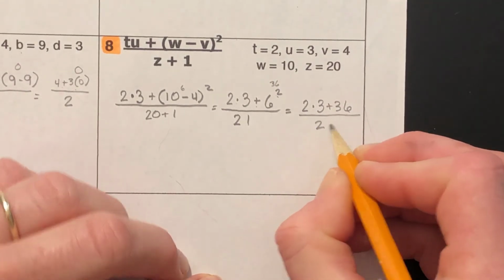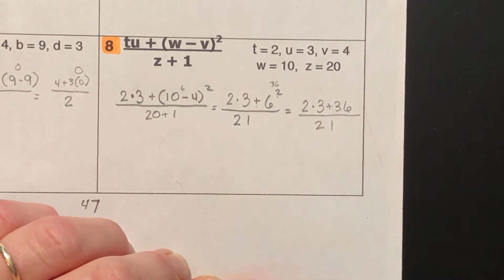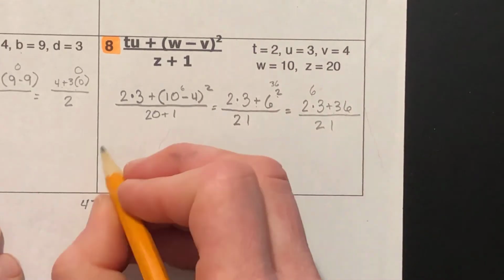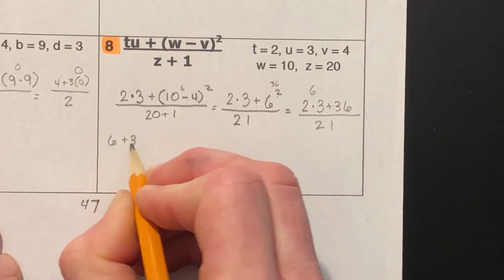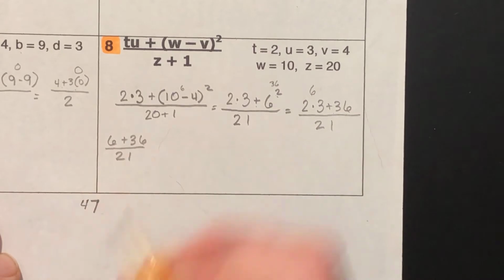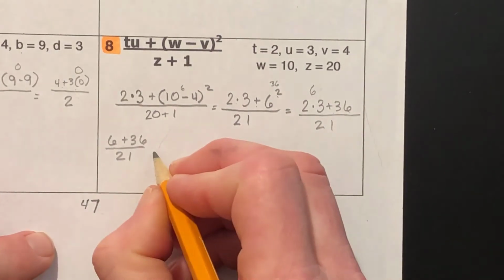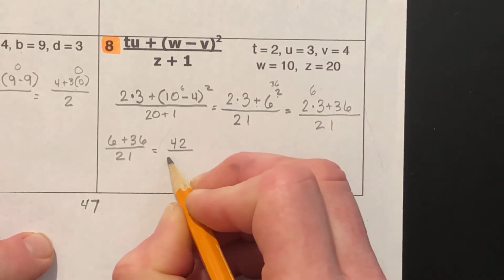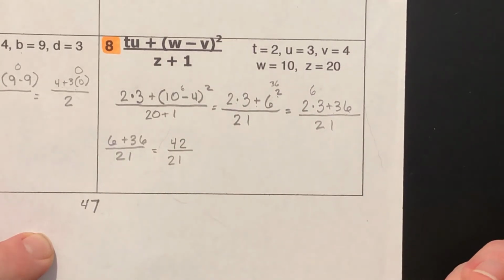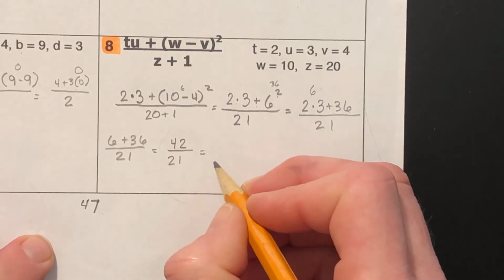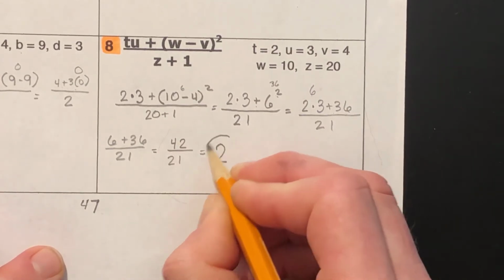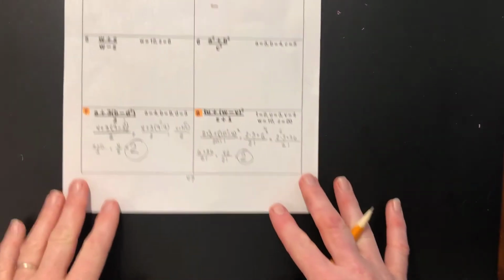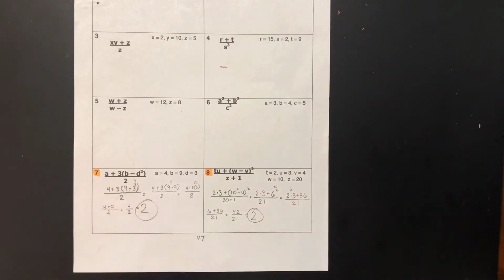over 21. Got multiplication and addition. Multiplication is first. That's 6. So I have 6 plus 36 over 21. Now I can add those. That is 42. 6 plus 36 is 42, divided by 21, which is, no, really it's 2. Again, 2 and 2. All right, the rest is yours.